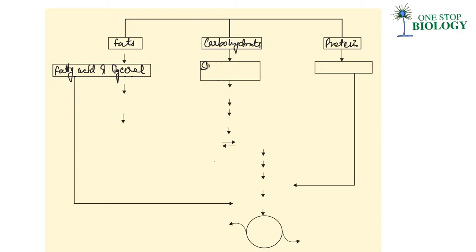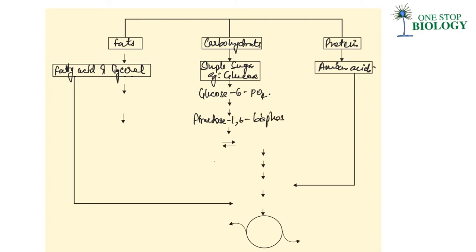Right. Here it can be broken down into simple sugars, for example, glucose. And proteins can be broken down into amino acids. Now this glucose gets into the glycolysis. It forms glucose 6 phosphate. It forms fructose 1,6 bisphosphate. Then it forms dihydroxyacetone phosphate and it can be interconverted into glyceraldehyde 3 phosphate.